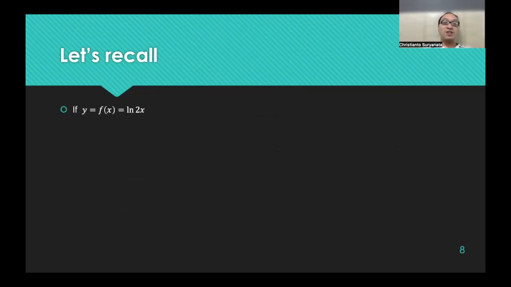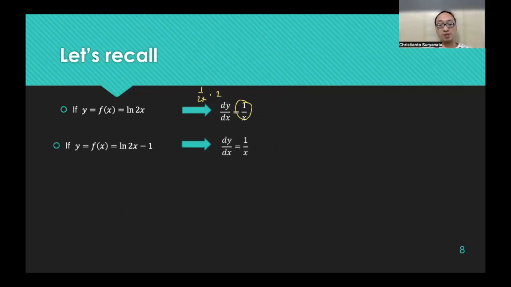How about if f(x) equals ln 2x? The derivative is 1 over 2x times the derivative of 2x, which is 2. So it equals 1 over x. For ln 2x minus 1, the derivative will be the same. So that means the antiderivative of 1 over x is ln 2x plus c.